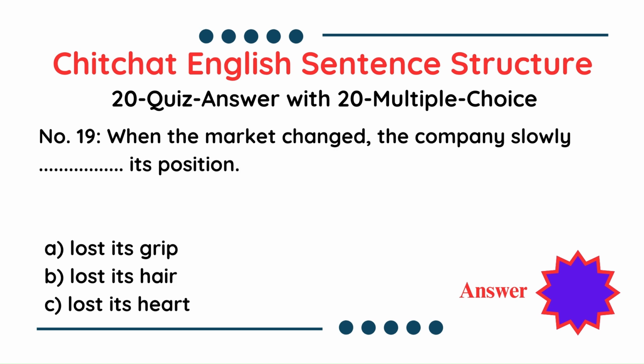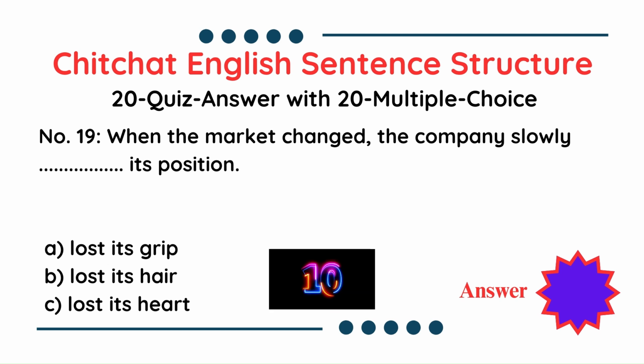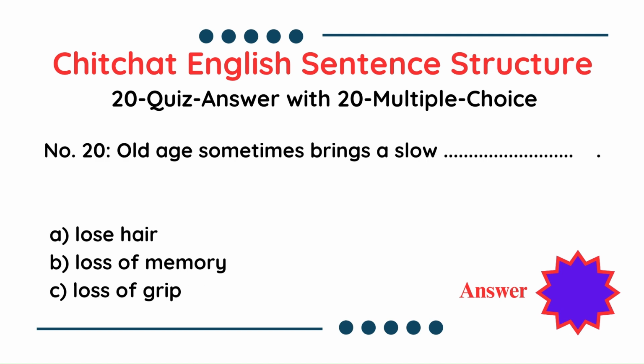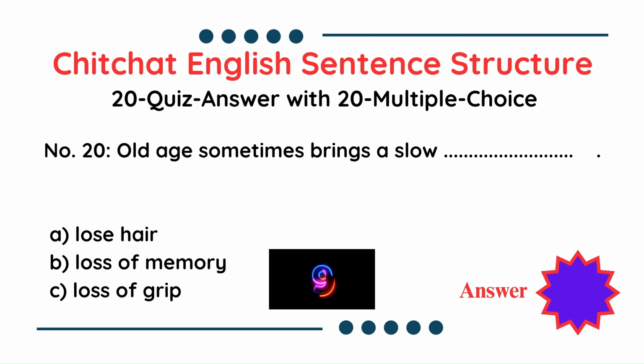Number 19. When a market changed, the company slowly its position. A. Lost its grip. B. Lost its hair. C. Lost its heart. Letter A. Number 20. Old age sometimes brings a slow. A. Lose hair. B. Loss of memory. C. Loss of grip. Letter B.